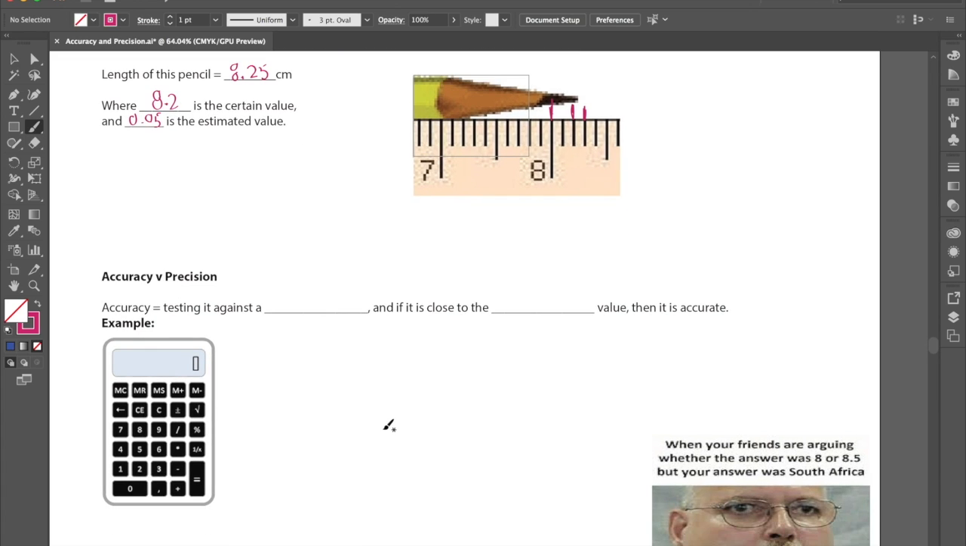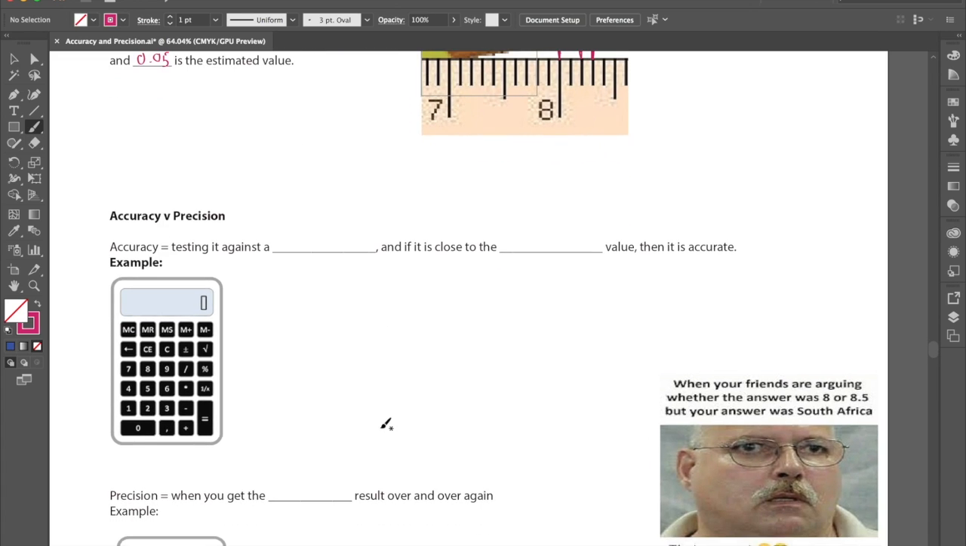So I just want to talk about these two terms before we move on to our next unit here. When we're talking about accuracy, we're talking about testing a measurement against a standard. And by a standard, I mean a true or expected value that you expect for that measurement. If the measurement you make is close to that expected value, then we can say it's accurate.